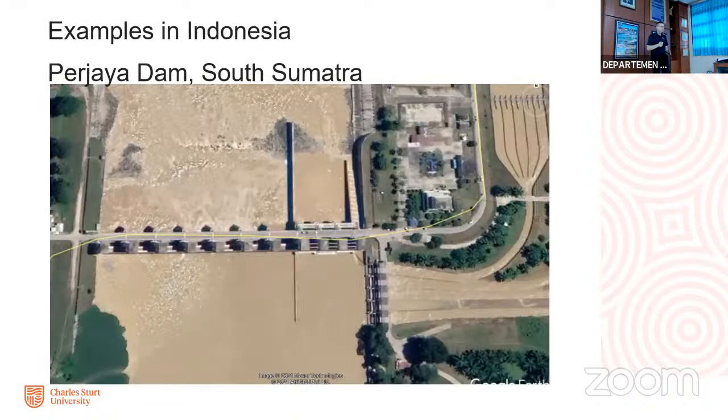Now, there are some examples in Indonesia, but not too many. This one is a fish ladder which was built in Sumatra on Perjaya Dam, which is near Madapura. The fish ladder we can see here, and I have a video which shows how this works shortly. But there were a few problems with this fish ladder.